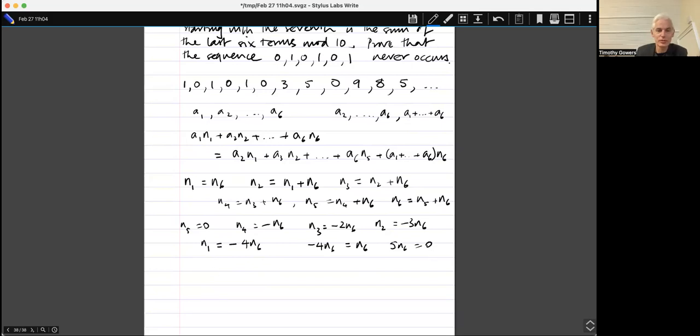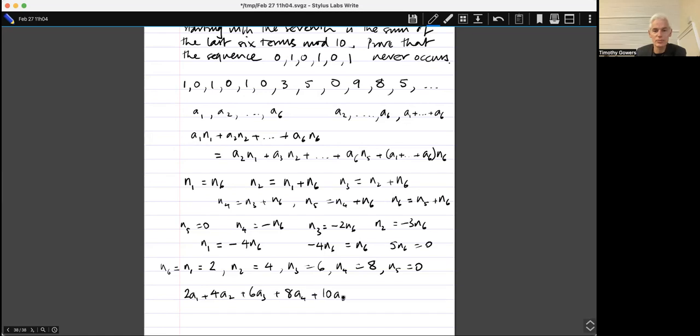So I'm going to have N1 equals 2, because that's minus 4N6 mod 10. N2 will be 4, N3 will be 6, N4 will be 8, N5 will be 0, and that's N6 equals N1 equals 2. So my invariant then is, let's just write it down then, 2a1 plus 4a2 plus 6a3 plus 8a4 plus 10a5. Sorry, try to leave out, plus 2a6 mod 10.